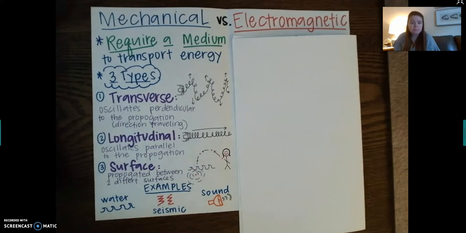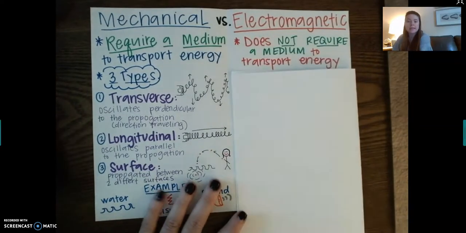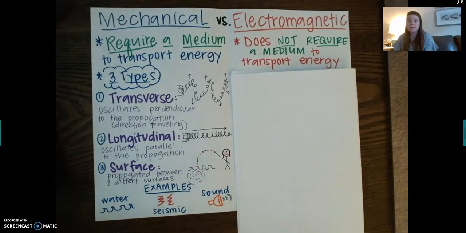Electromagnetic waves are similar in ways, but definitely different in others. Whereas a mechanical wave needs a medium to travel, electromagnetic waves do not. Electromagnetic waves can travel without a medium. They can carry that energy from place to place without a medium. The best example of this are light waves or visible light.